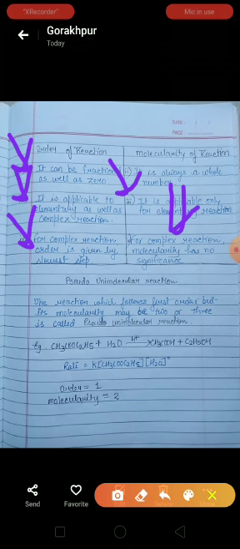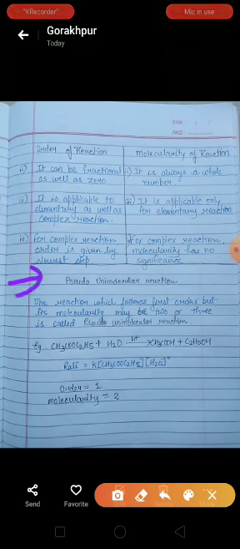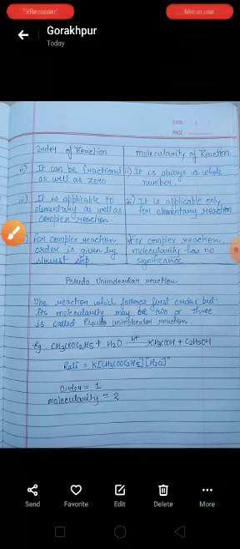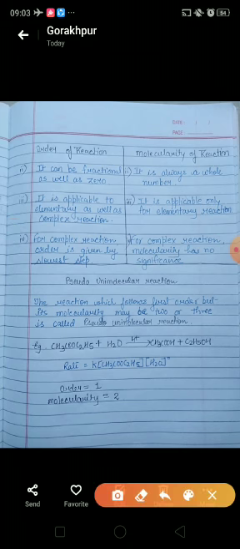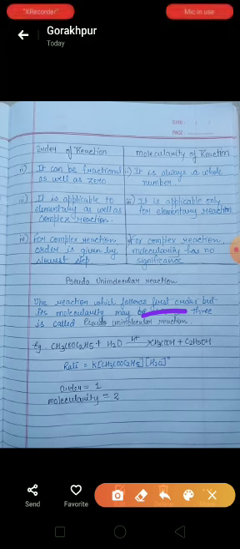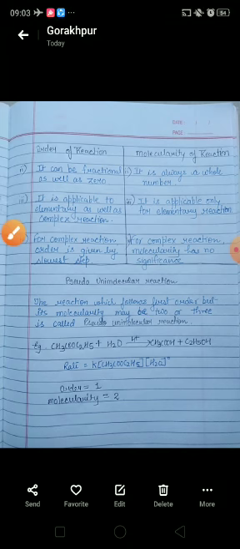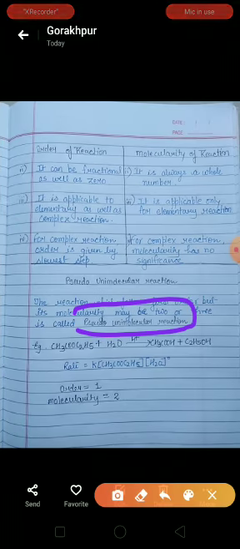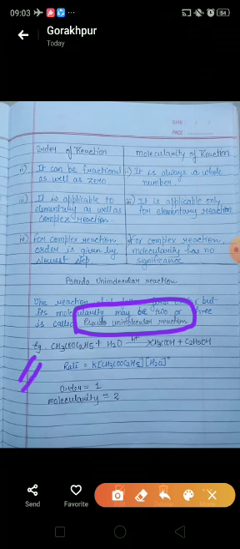Now let's talk about pseudo unimolecular reaction. So what is a pseudo unimolecular reaction? Pseudo means that it may be false or wrong. So a reaction which follows first order, that is, any reaction whose order is first but whose molecularity may be 2 or 3, is called a pseudo unimolecular reaction.